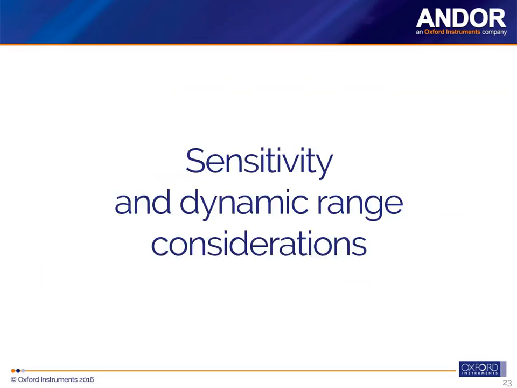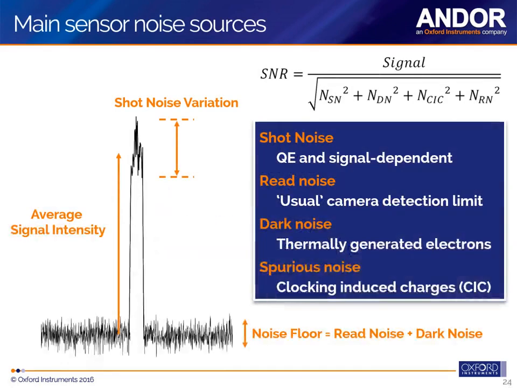Okay, let's talk now about sensitivity and dynamic range for ICCDs. When looking at specifically sensors like CCD or CMOS, there are a number of sources of noise to consider. The first one is shot noise. It's a source of noise you can't really do anything about. It's linked to the quantum efficiency of the sensor, and it's linked to the intensity, or the amount of photons hitting the detector in the first place.